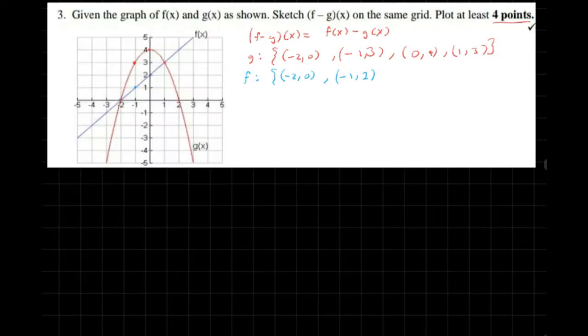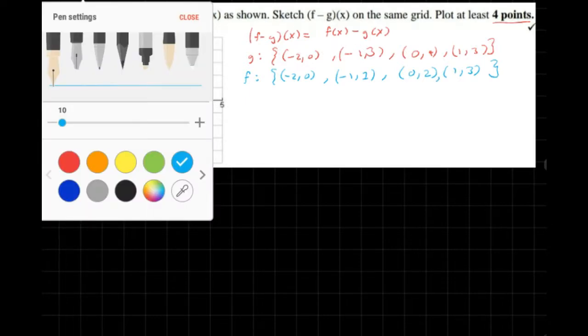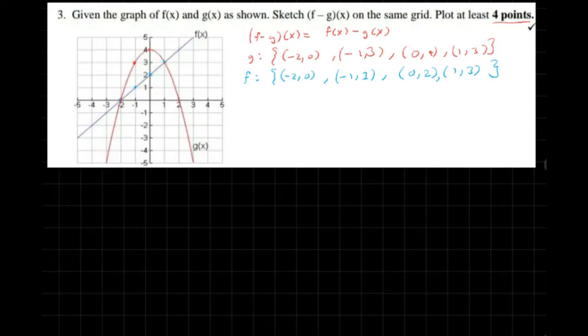Anyways, continuing with f of x, we also have 0 and 2, and we also have 1 and 3. Okay. So what I want to do now is f of x minus g of x. So you have to use the equivalent values.